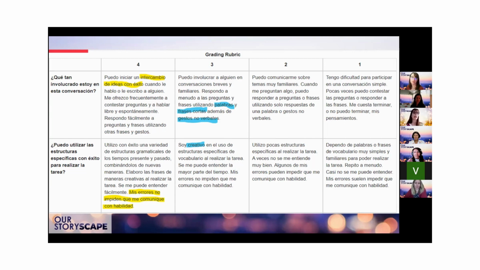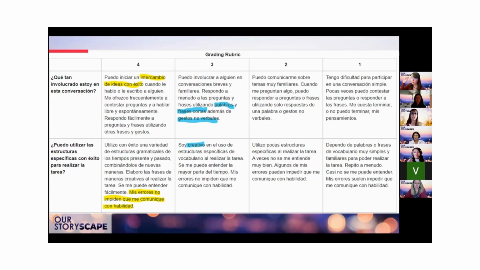Looking at column 4, the highest scores in yellow here, we're focusing on a successful exchange of ideas. So not are you perfect, but can you get your ideas across? Can you share these ideas with other people using the target language, even if it's not perfect? And then looking at that, we're not looking at perfection. Down here in the yellow, it says, my errors don't impede people understanding me. I can communicate effectively. So yes, they are going to make errors in comprehensible input, and that's okay.